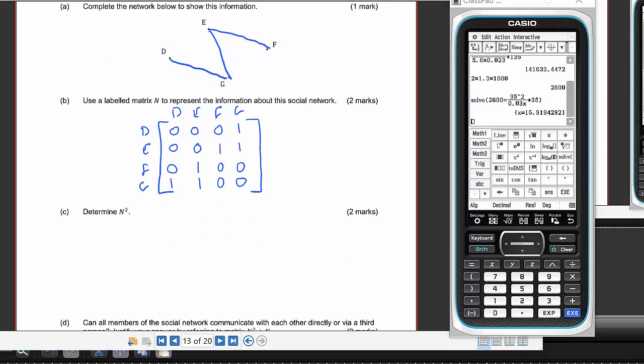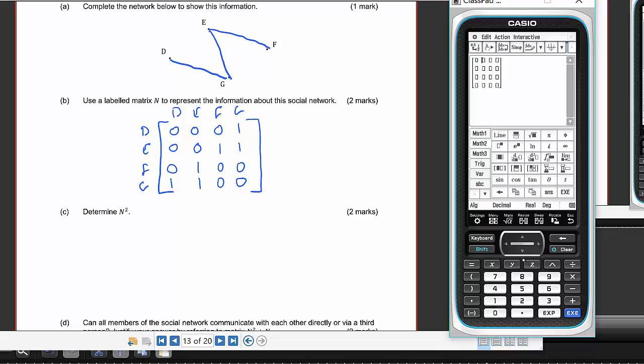So we want to determine N squared. Now we can do that on the calculator. Obviously you could do it without the calculator, but we may as well use the calculator to do this. All the matrices are in Math 2, and we want a 4x4, so that gives us a 4x4, and then we can start filling the values in.